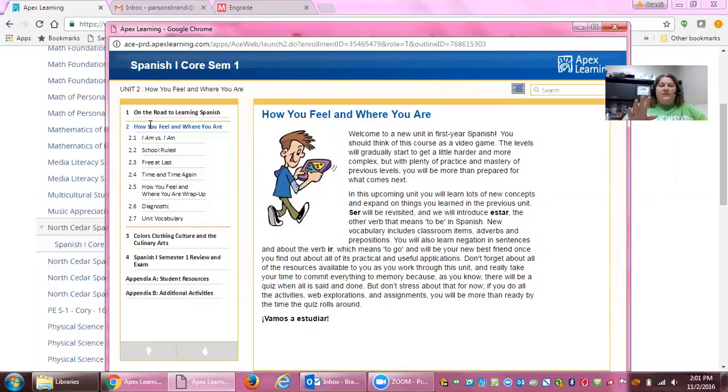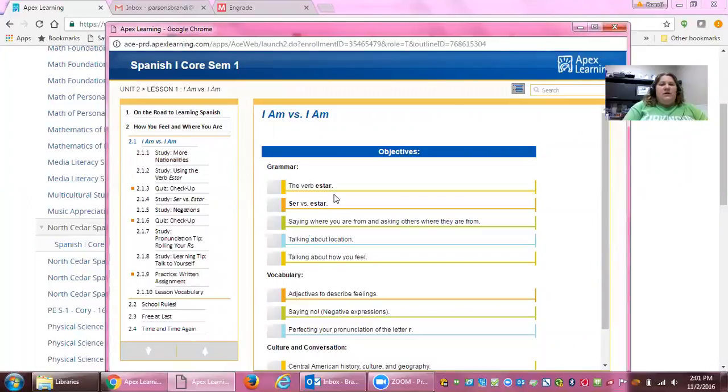So we have ser and estar in this unit, and both ser and estar mean I am. When we look at estar, we're going to think: for how you feel or where you are, always use the verb estar. For ser, it's who or what you are. If you're generally speaking a very hardworking person, you would be trabajador or trabajadora. If you're generally a very lazy person, you're either perezoso or perezosa.